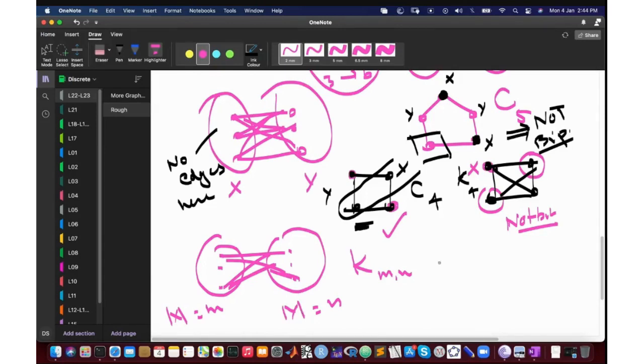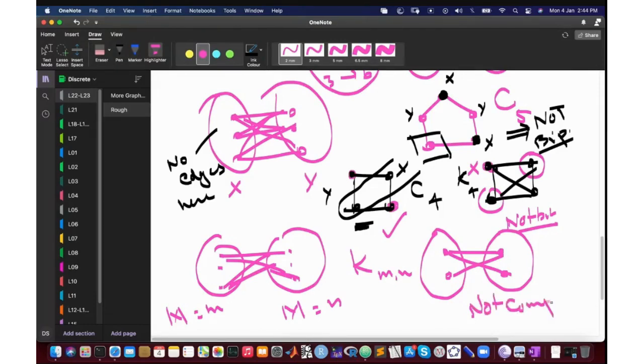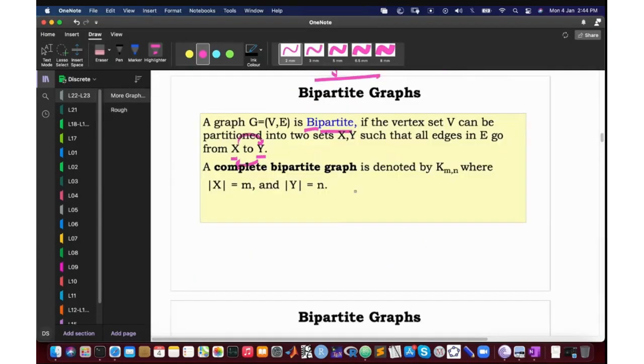So you may have a bipartite graph which is not complete. So let me make a graph which is not complete. So this graph, for example, this is a bipartite graph and it's not complete.